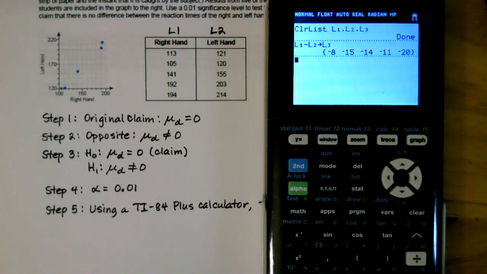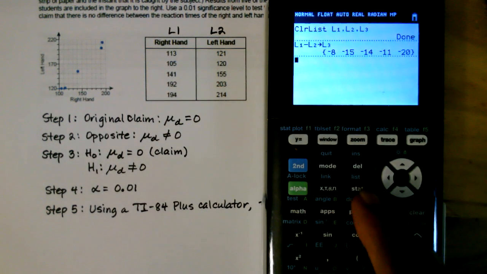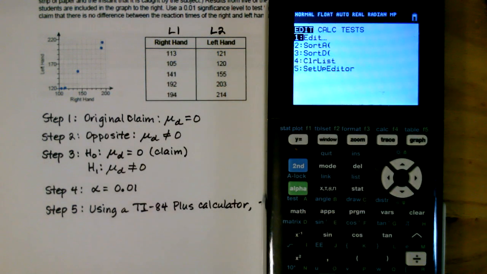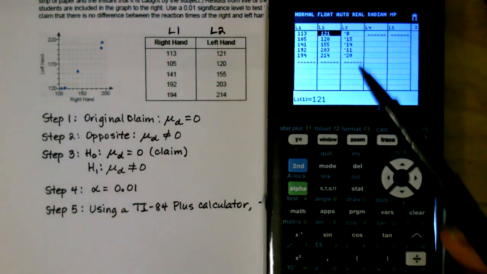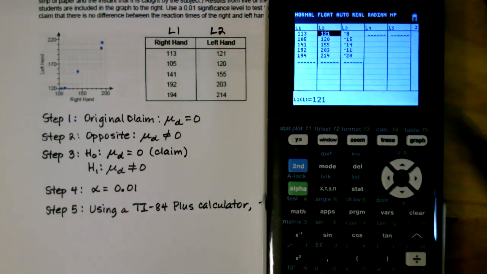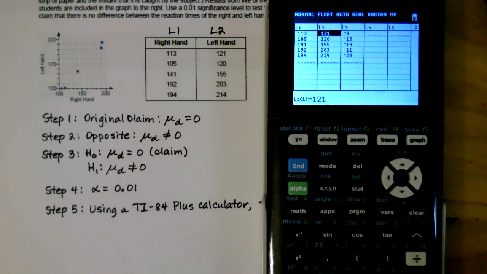Hit enter. You'll see those differences there, but you also can see it in the table by pressing the stat key and selecting number 1 to edit. You'll see those numbers, and they're all negative in this case.